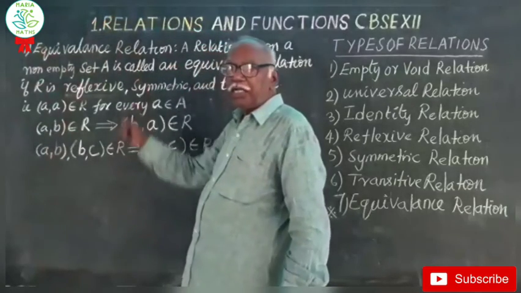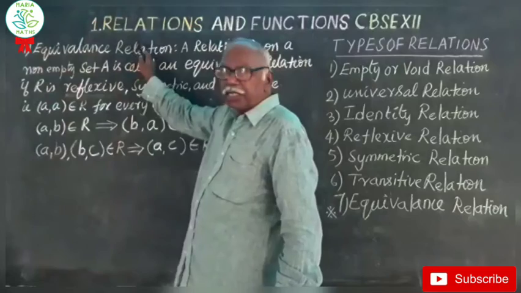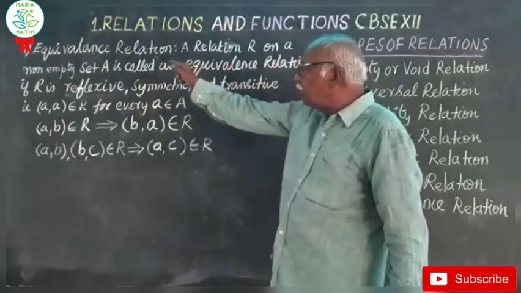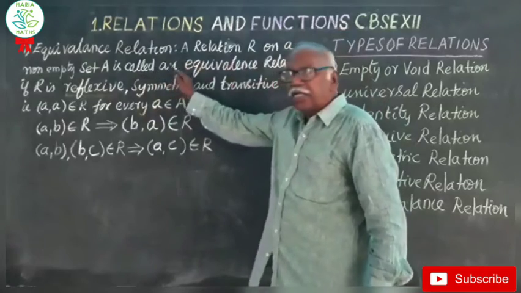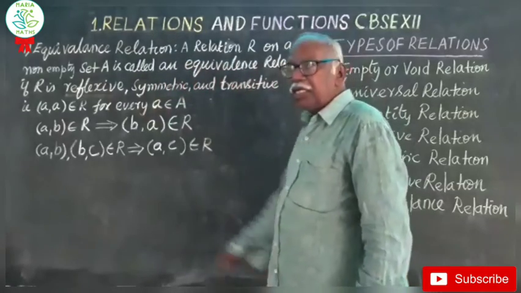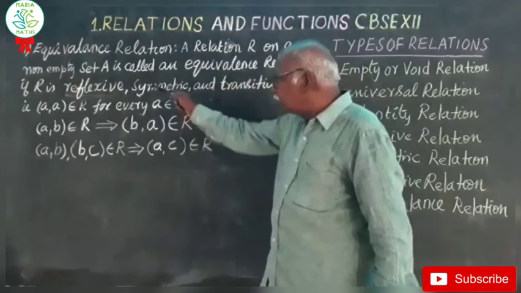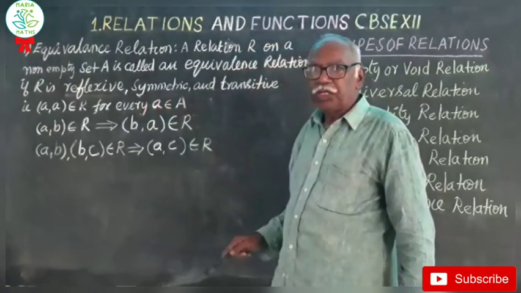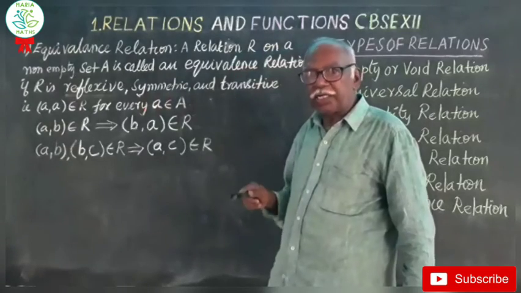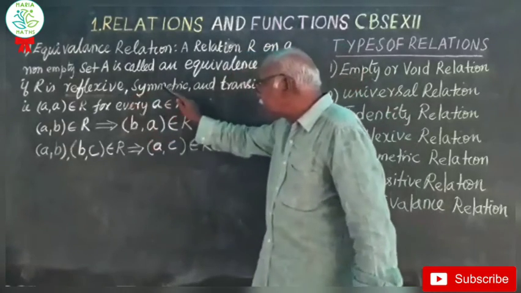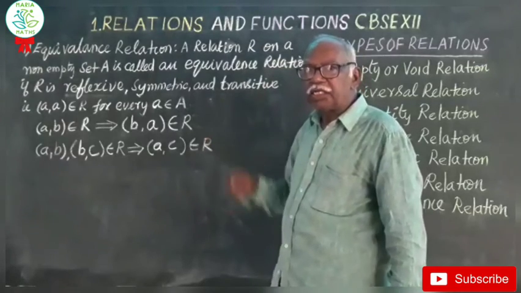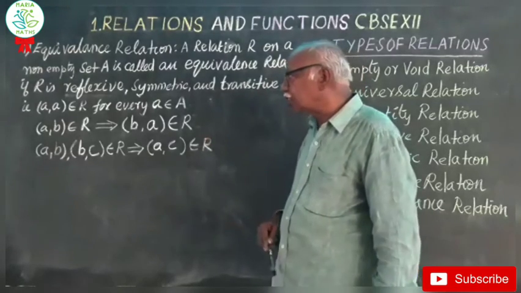Seventh one and last one, equivalence relation. A relation capital R on a non-empty set A is called an equivalence relation if capital R is reflexive, symmetric and transitive. It should satisfy all the three relations: reflexive relation, symmetric relation and transitive relation. Then only the relation should be an equivalence relation.